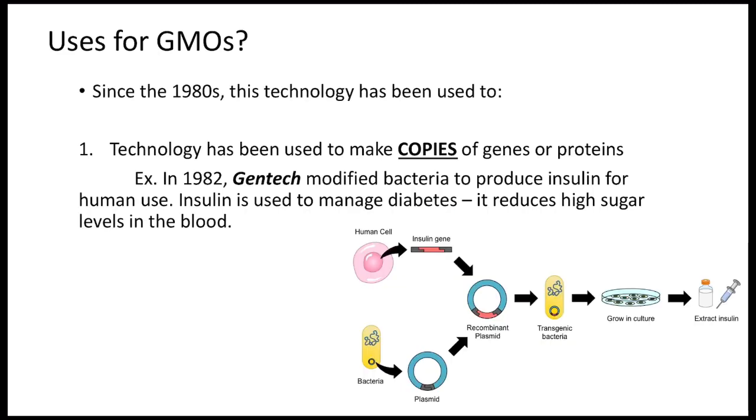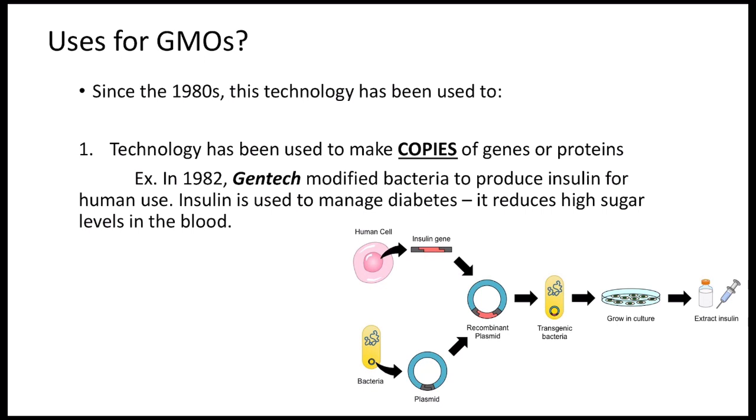Okay, so uses for GMOs. Since the 1980s, the technology has been used to, number one, make copies of genes or proteins. In 1982, Genentech modified bacteria to produce insulin for human use. Insulin is used to manage diabetes by reducing high blood sugar levels.